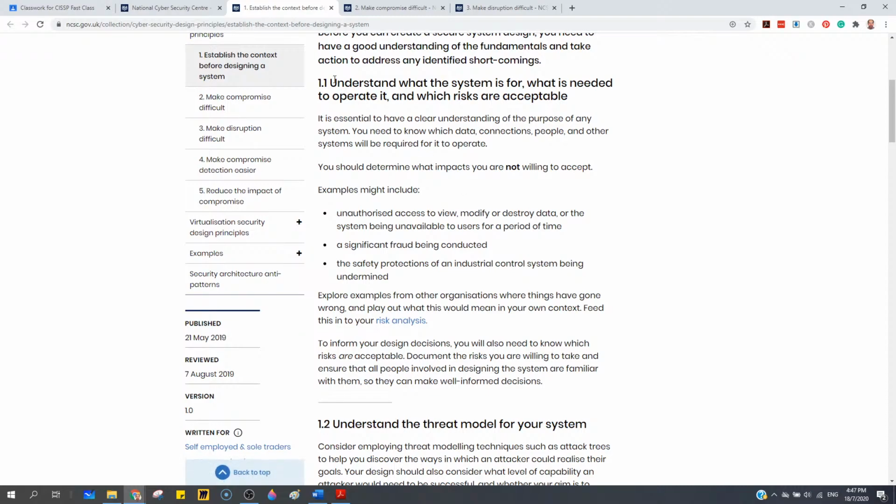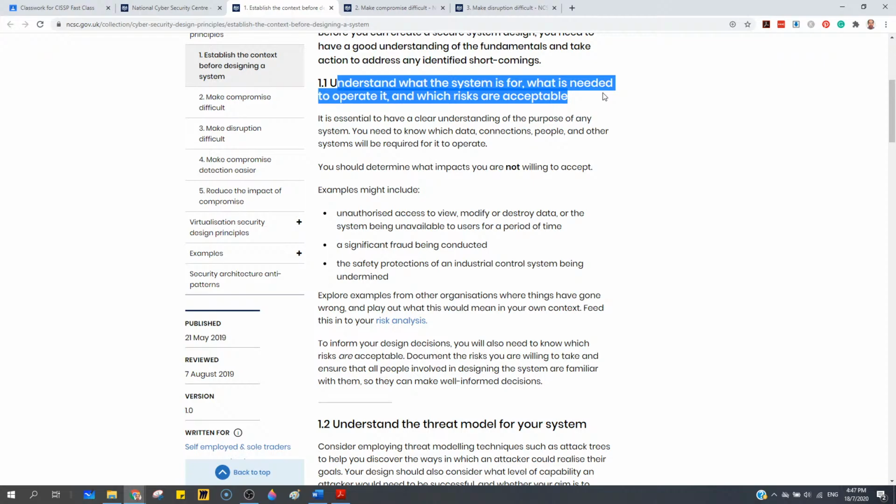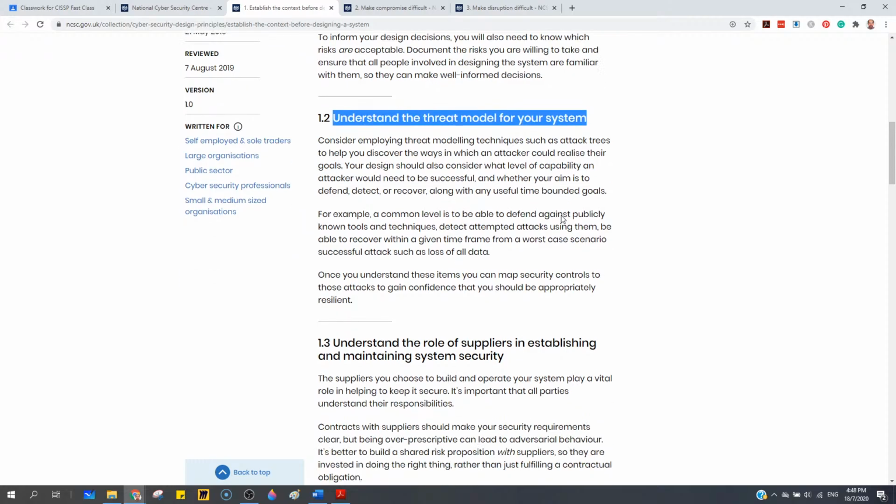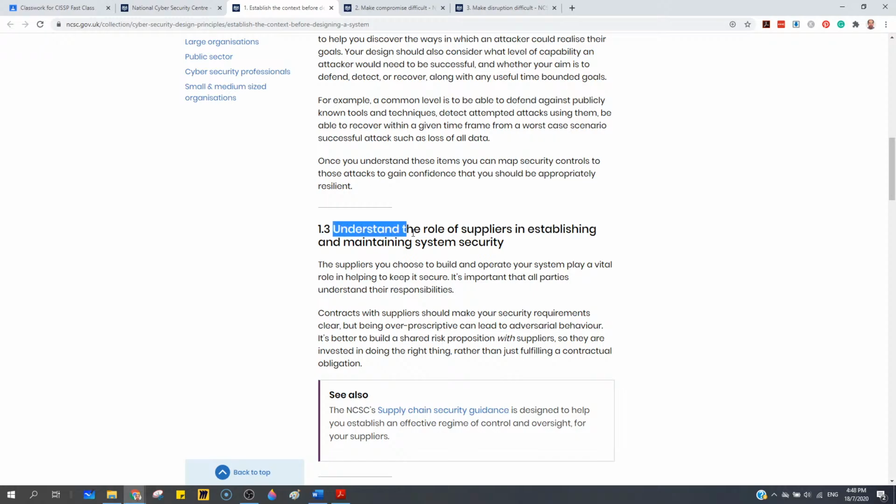The first principle says understand what the system is for, what is needed to operate it, and which risks are acceptable. So this is the very first principle which they have given, right? Then the second principle says understand the threat model for your system. The third principle says understand the role of the supplier in establishing and maintaining system security.